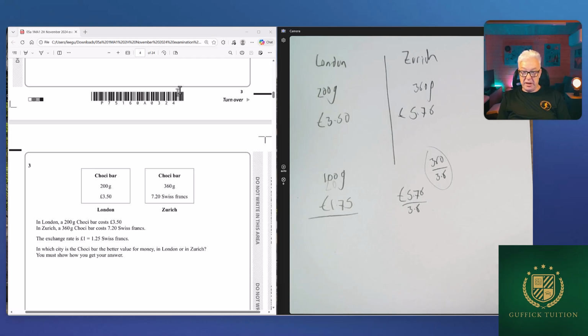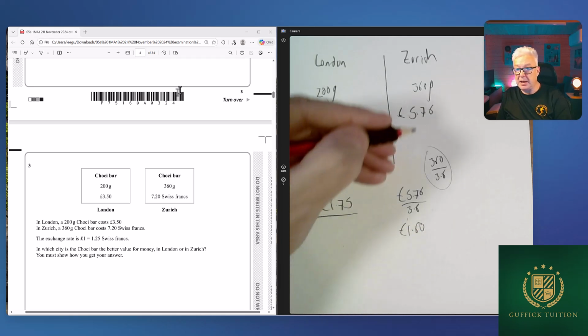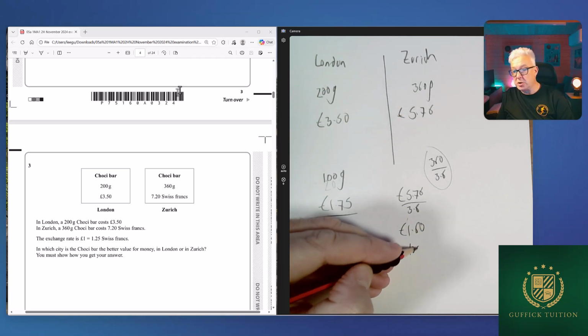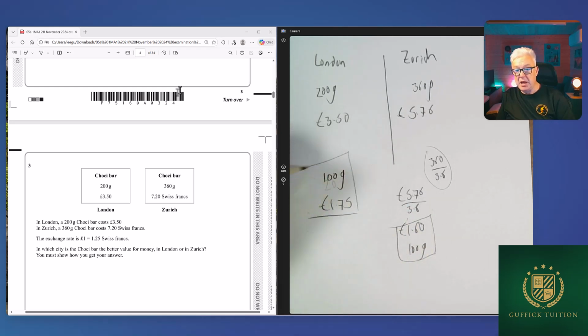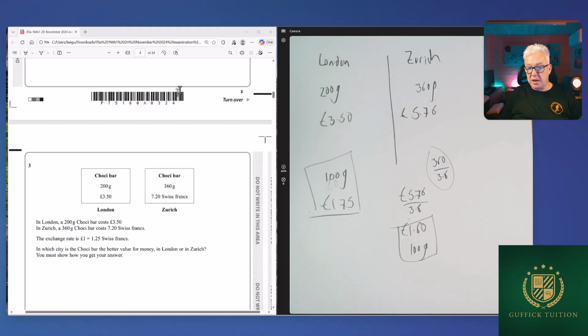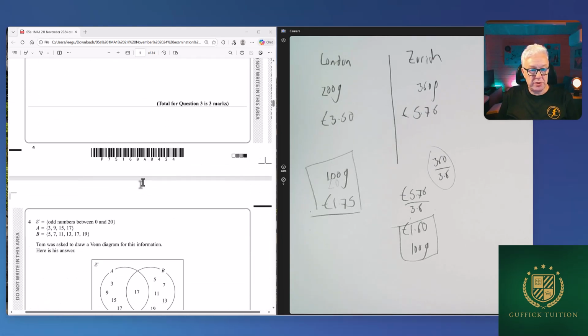So if I divide £5.76 by 3.6, that gives me £1.60. So basically in Zurich, 100 grams of it is going to cost £1.60, as opposed to £1.75 in London. Therefore we can say that it is the best value for money in Zurich. And of course there are so many other ways we could have calculated that, but that's the way I just chose to do it.